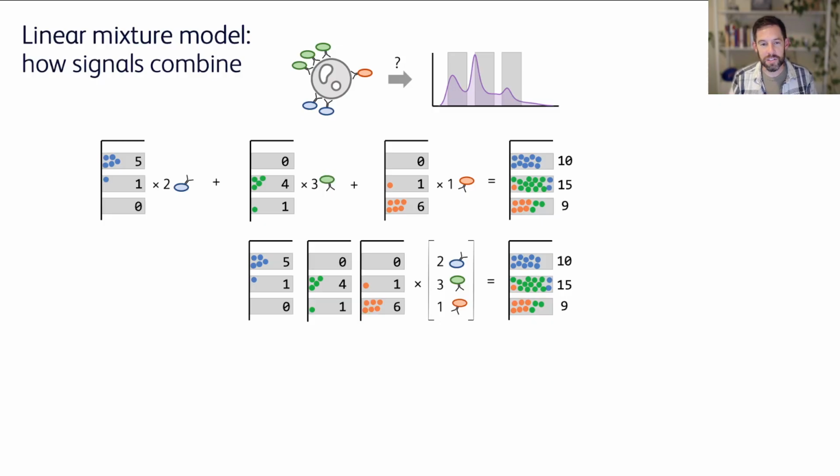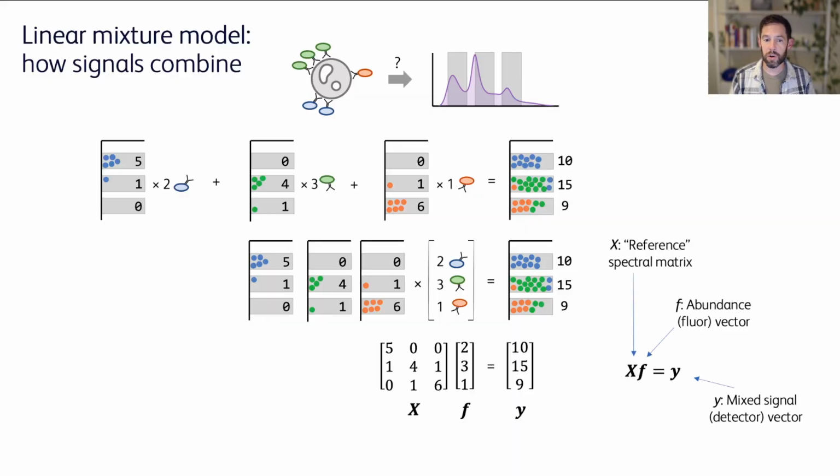Now, of course, mathematicians tend to like to condense this even further into a simple matrix vector representation, and I can give each of these matrices or vectors a variable name. In this case, I'm going to call my spillover matrix X. This is my reference single color spectral matrix. I'm going to call the abundance of each of the fluorophores F. This vector is going to represent each of those quantities. And finally, I'm going to have my mixed signal vector Y, which is going to represent what was measured on each detector.